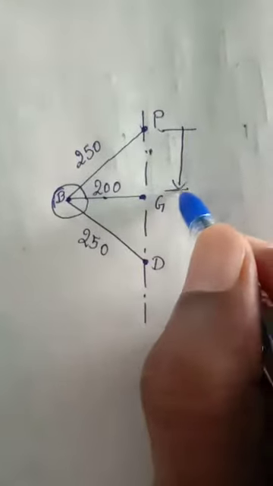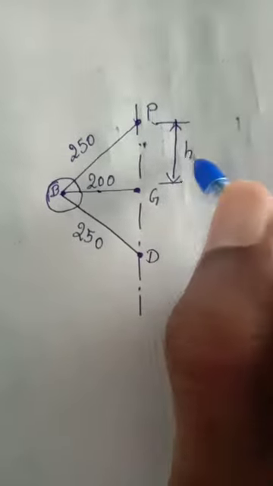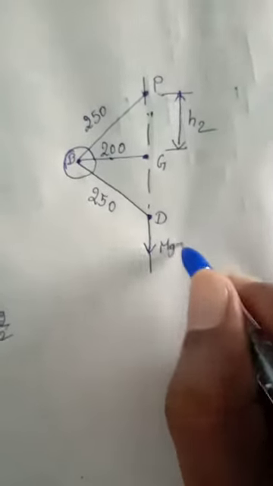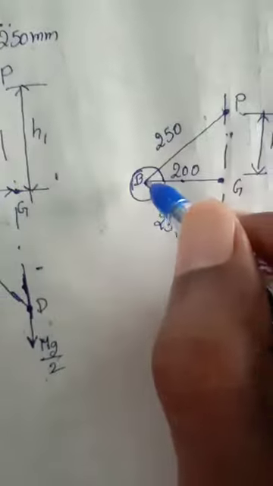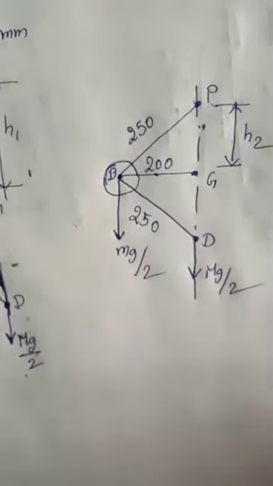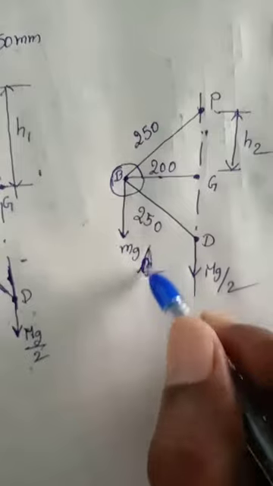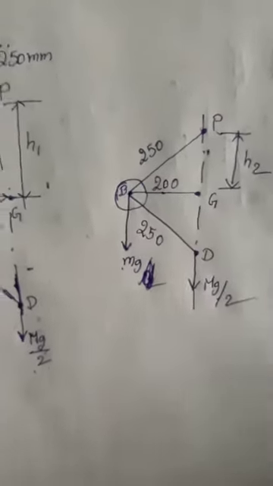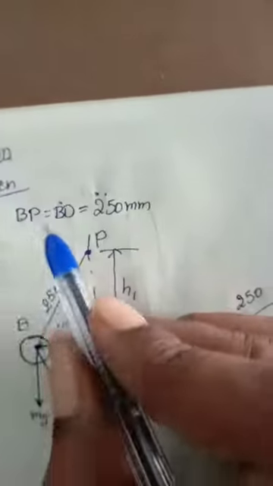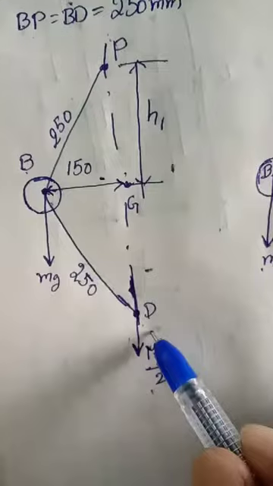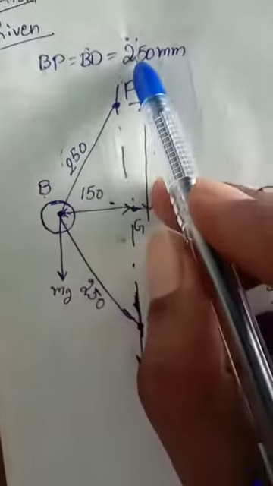So I put it here as h2. The weight is the same, here also capital W by 2, and here also small mg. Sorry, not by 2, this is W by 2, this is W. Right, that's why BP is equal to BD, so both are 250.